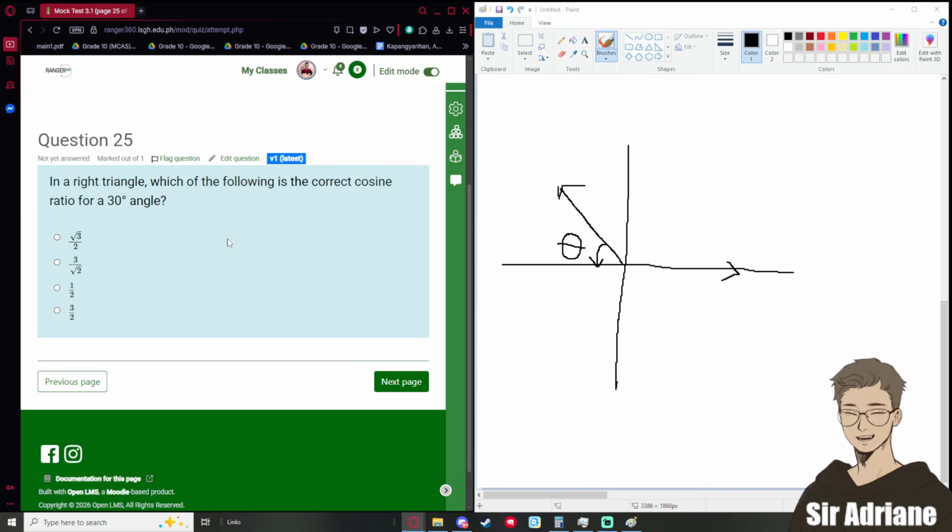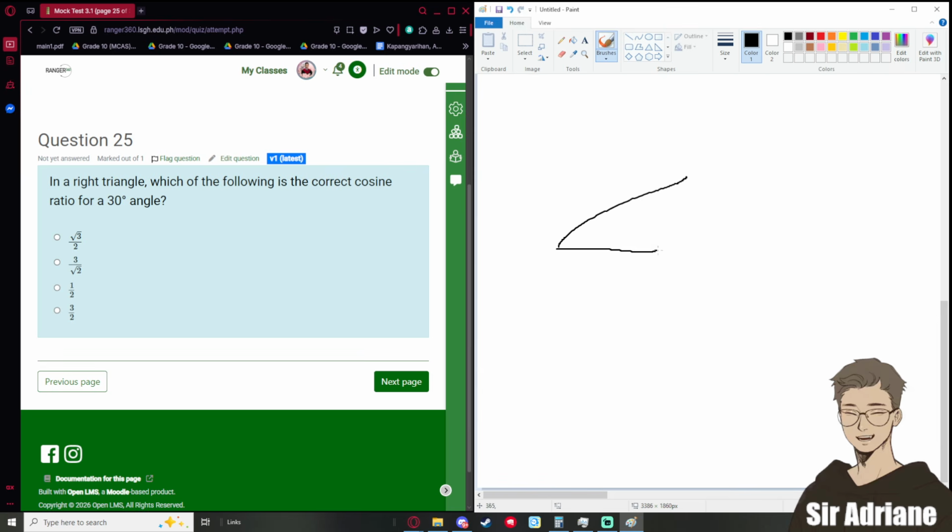Number 25. In a right triangle, which of the following is the correct cosine ratio for a 30-degree angle? This one's very simple. Just type in cosine 30 in your calculators and that's it. If you want to use the unit circle, just imagine a 30-degree angle. Since this is 30 degrees, the opposite side is shorter than the adjacent side. So we know that this must be 1 half and this must be square root of 3 over 2.